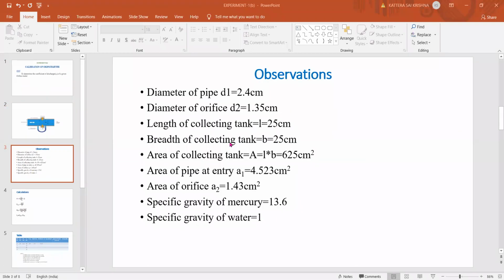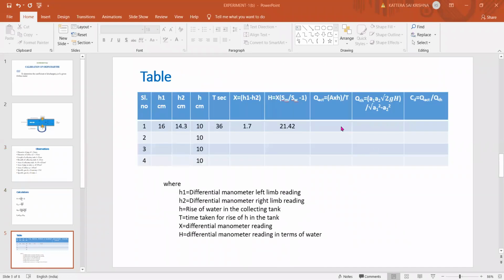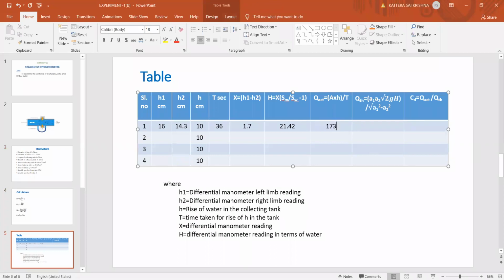Copy the observations. I already said before to copy this because we need this to calculate the tabular column. So 173.6, sir. 173.6. Anything after 6? 1. 1, right.